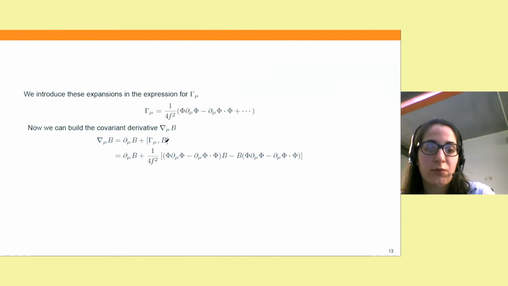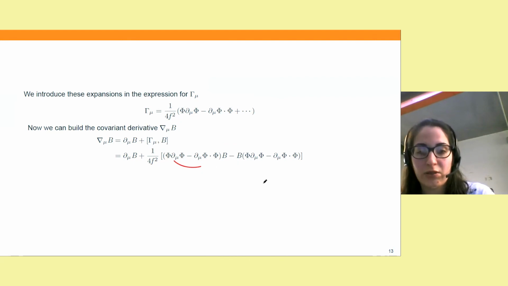And this chiral connection we computed because we need it to compute the covariant derivative. It has this expression here. So for the covariant derivative, it looks like this. It's the derivative of the baryonic field plus 1/4f squared, and then we have this product of mesonic fields and derivatives of these mesonic fields times the baryonic field, and the opposite because we have this commutator. So chiral connection times the B field minus B times the chiral connection.